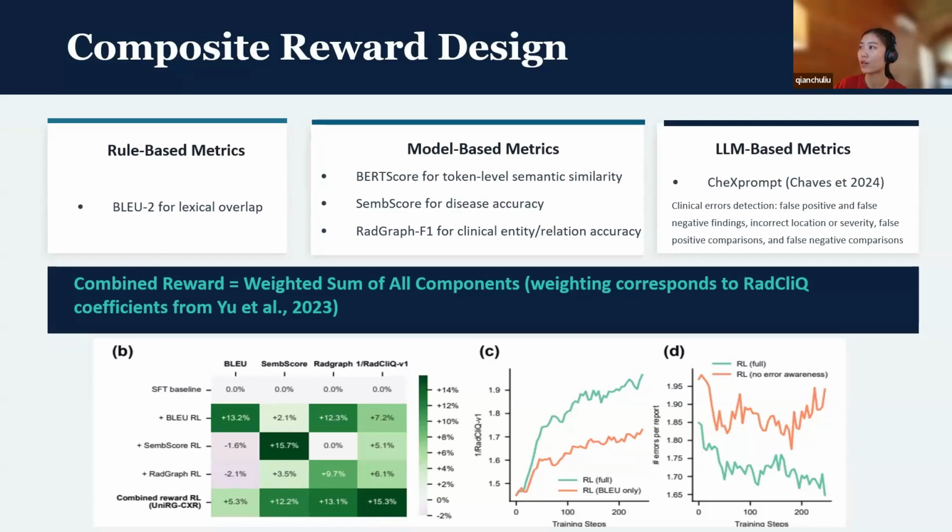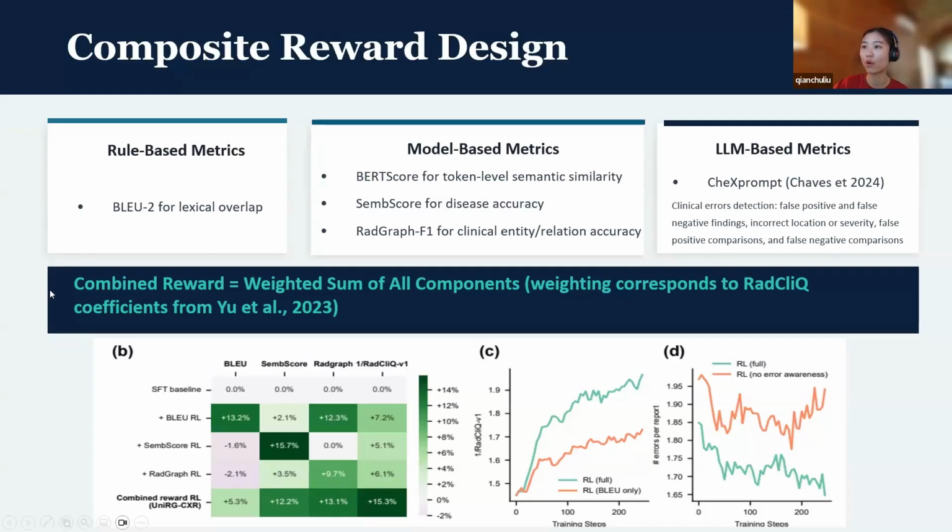So this metric directly detects errors in the output compared with the ground truth using an LLM. The error categories are the following, including false positive and false negative findings, incorrect severity, etc. All of those are clinically relevant errors, and we want to reduce that error rate in the training trajectory.